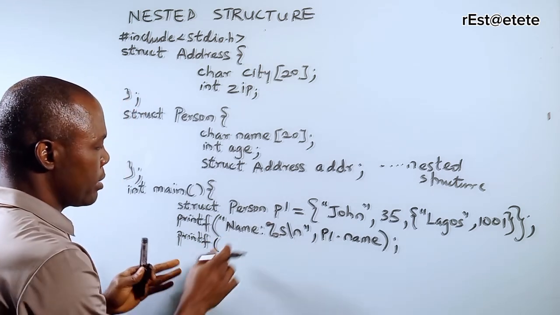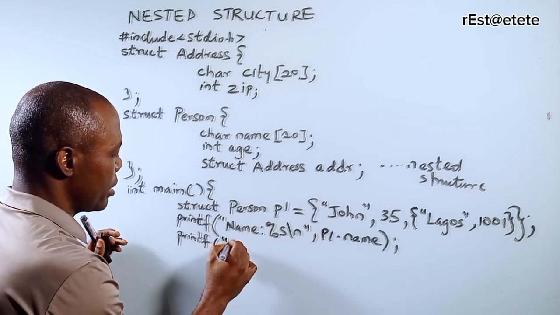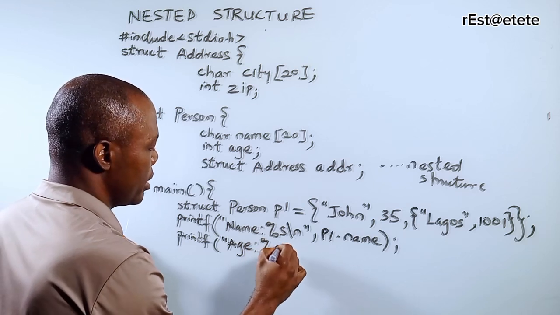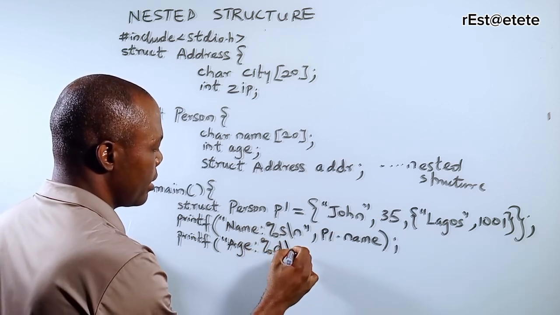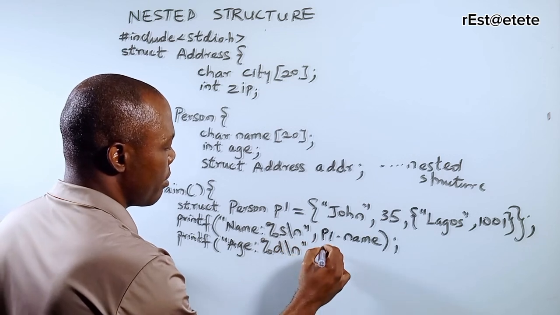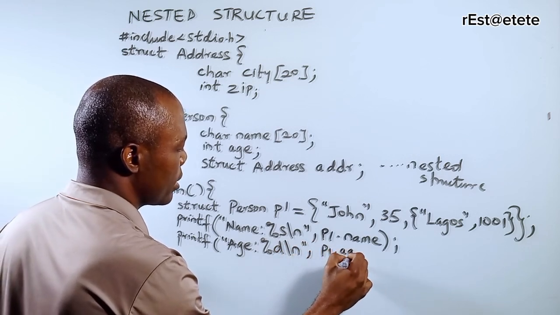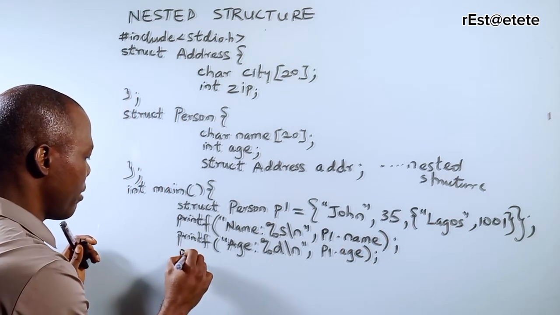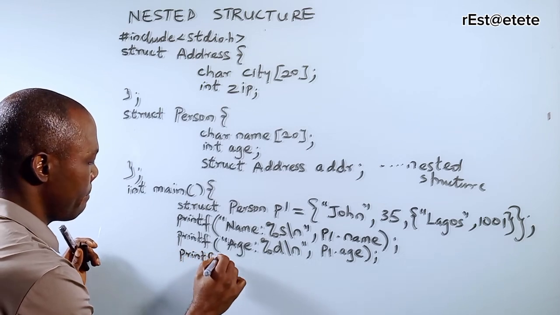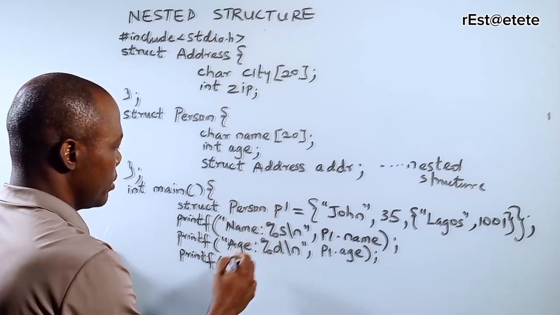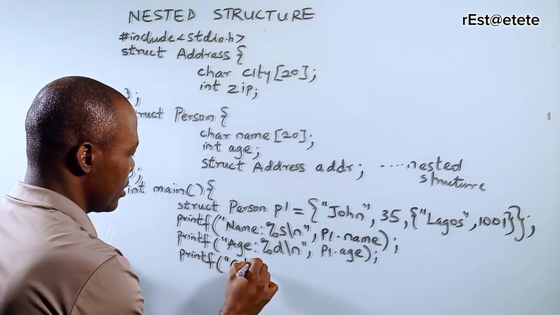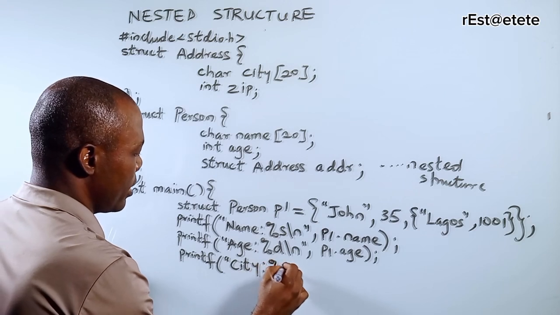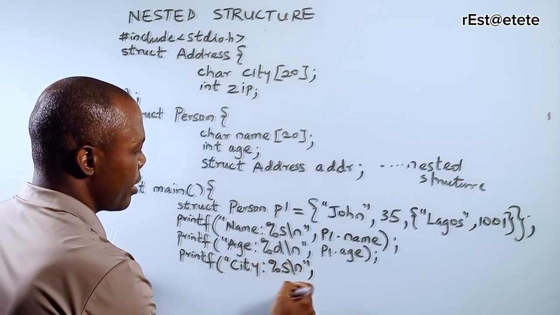For the sake of the class, let's just still print it. I'll say H percentage D, that is integer, slash N, comma, P1 dot H. Then for the address, so I'll say printf, which is what? City. Percentage S slash N, comma.